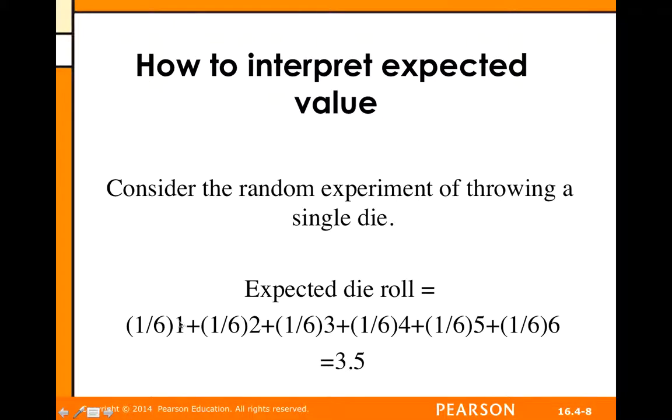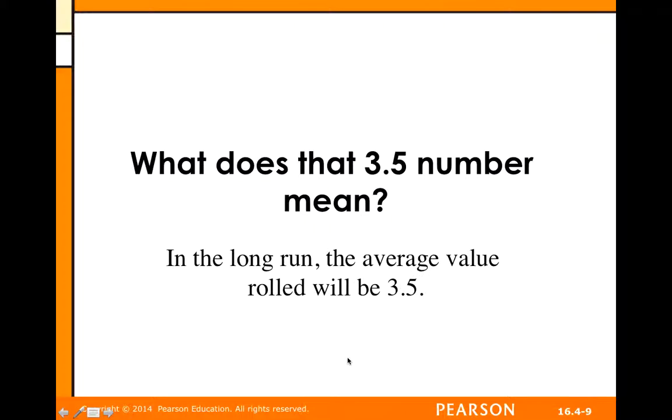So 1 has a probability of a 6th, 2 has a probability of a 6th, 3 has a probability of a 6th, etc. So if you do 1 times its probability plus 2 times its probability plus 3 times its probability, etc., you get a number of 3.5. Okay, so what does that mean? What does that number mean? That means that in the long run, the average die roll will be 3.5.